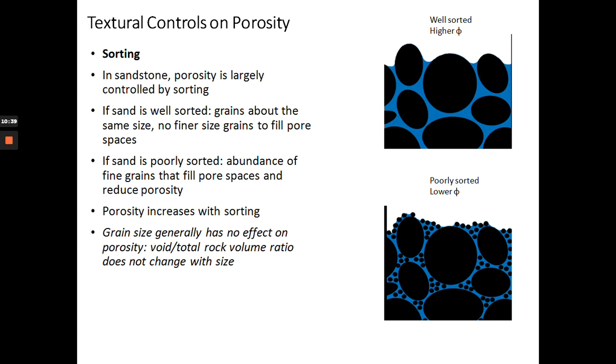Okay, so we go one by one. Let's look at the textural controls on porosity. How do different textures affect porosity? Sorting is very important in determining the porosity of a reservoir. Okay. In sandstone, porosity is largely controlled by sorting.